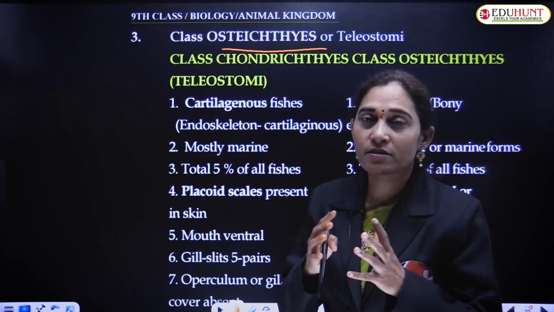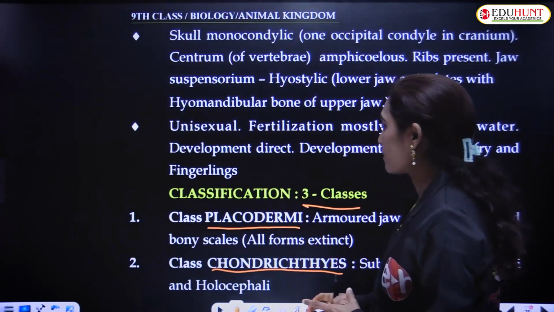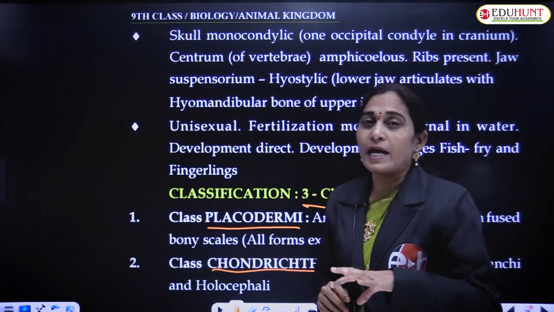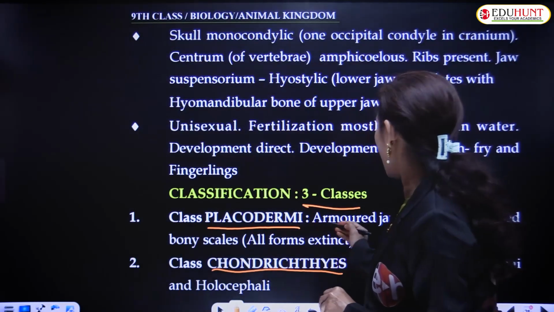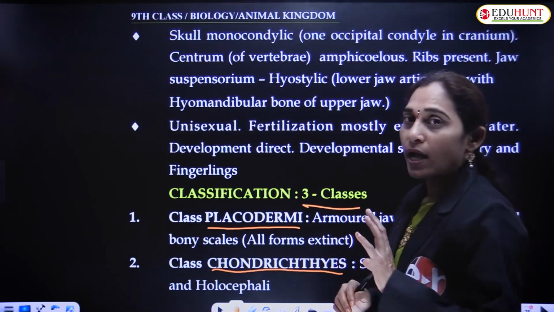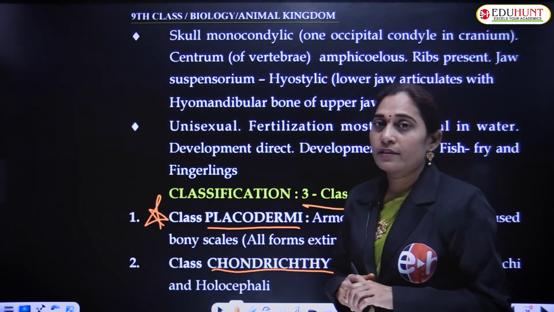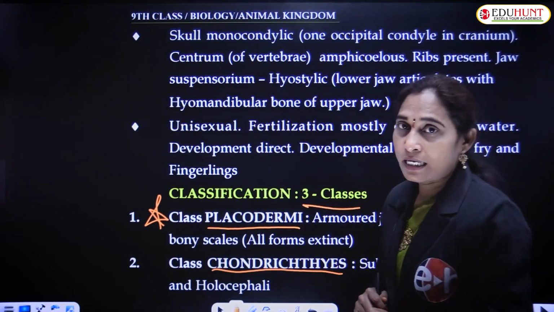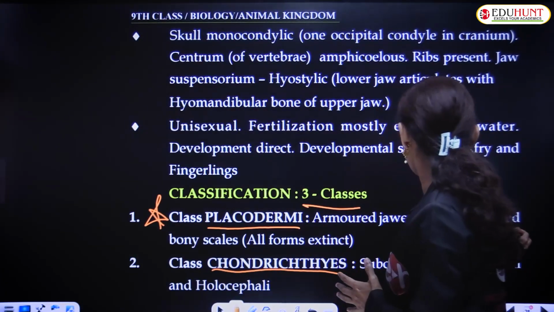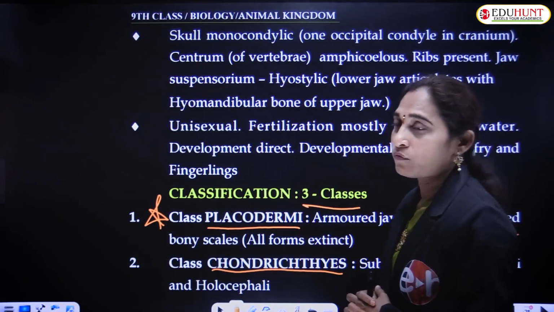The superclass Pisces is divided into Placodermi, Chondrichthyes, and Osteichthyes. In Placodermi, extinct forms were there, armored jawed fish with fused bony scales, and all were extinct. This is an extinct class of the superclass Pisces. Derm means skin, so in Placodermi fused scales are present over the skin.